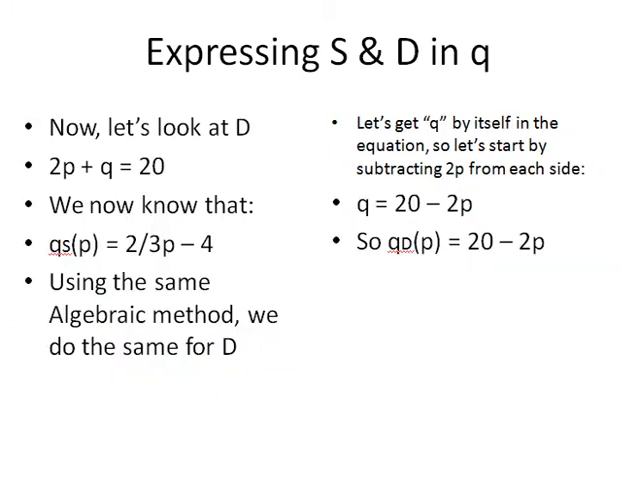Okay, so now, same thing. Let's look at D. Same concept. So we know that the supply set of Q, or the supply function, equals 2/3 p minus 4. So using the same algebraic method, we do the same for D, right? So, the demand set of D is 20 minus 2p.